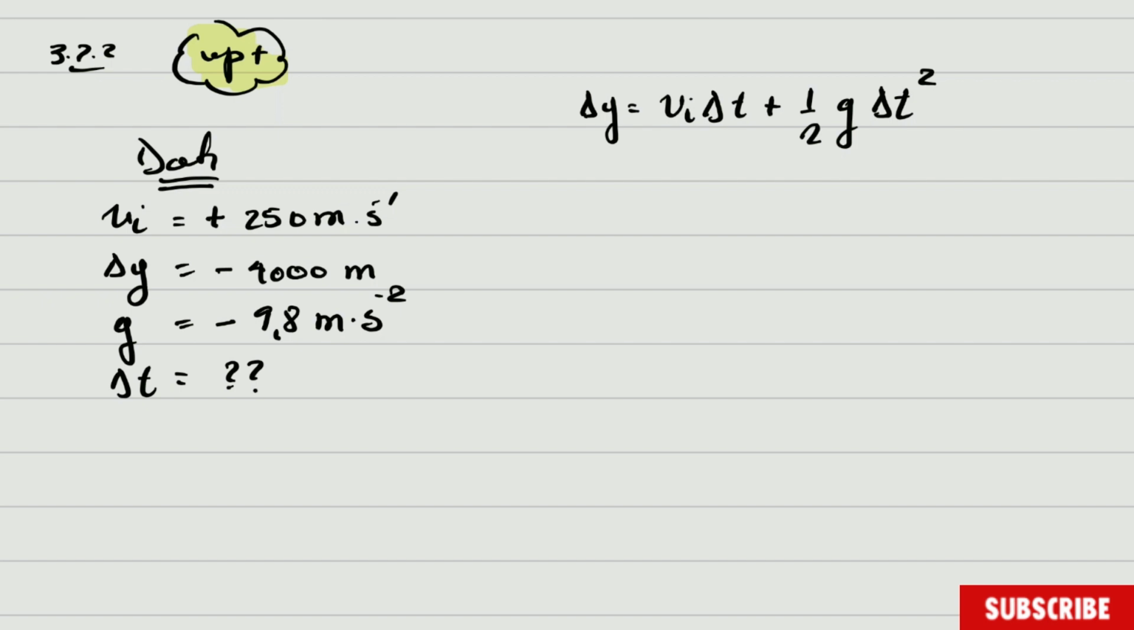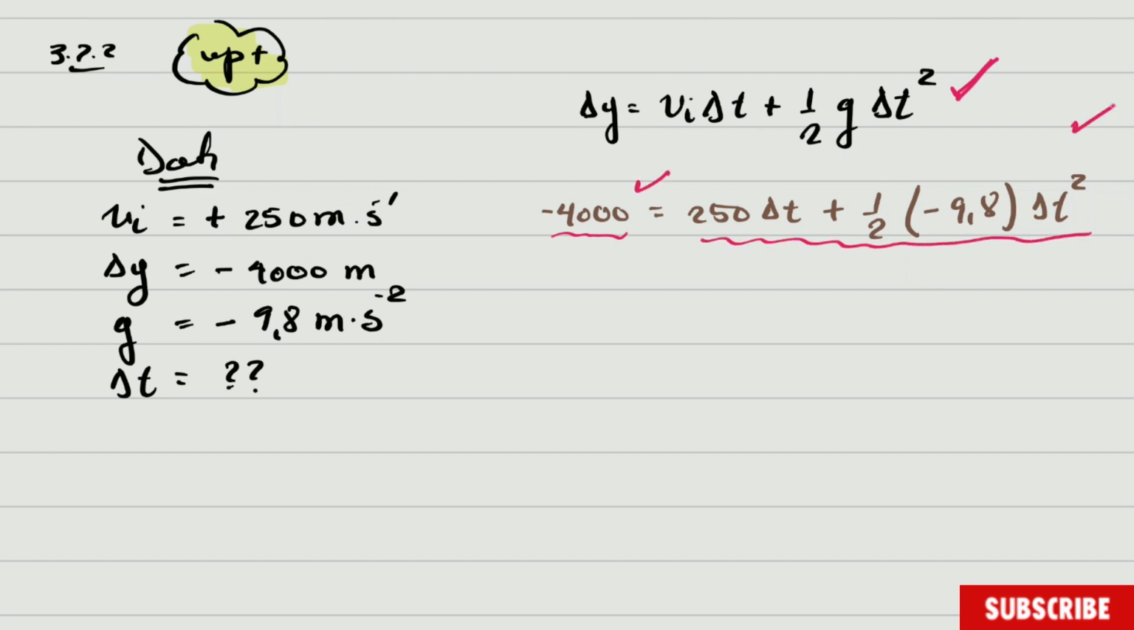So if we go here and we substitute what we have, then it's going to be minus 4,000, that is the displacement there, equal to initial velocity, which is 250 delta t, plus half, 9,8 is negative, minus 9,8 multiplied by delta t squared. And I want you to know the following. This question is 4 marks. 1 for selecting the correct formula, which is that one. 1 for the substitution on the left hand side, which is the 4,000, and 1 for the whole substitution on the right side, which is the final mark.